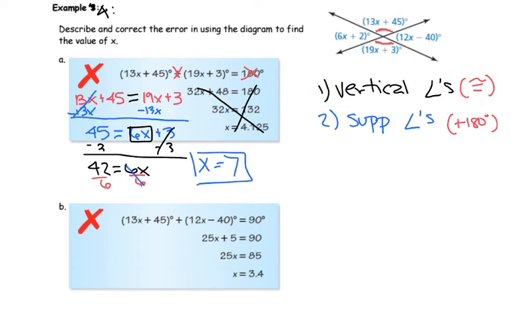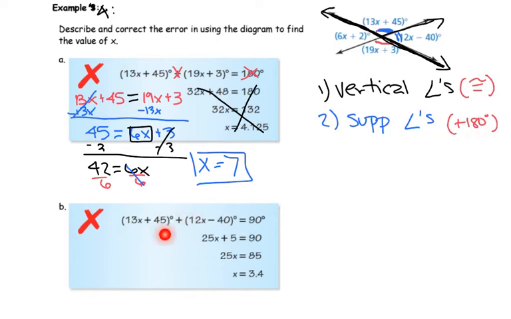All right, let's look at B, where they messed up. So 13x plus 45. It's this actual angle again we're looking at. And the 12x minus 40, this one here. So we're looking at those two angles, and it looks like they're on the straight line together. If I notice that they're on the straight line together, that's probably hinting at the fact that they're a linear pair, which means they're supplementary, which means they add up to 180.